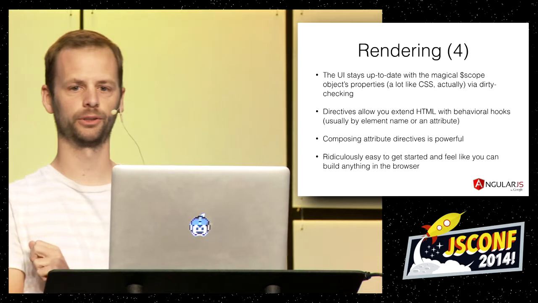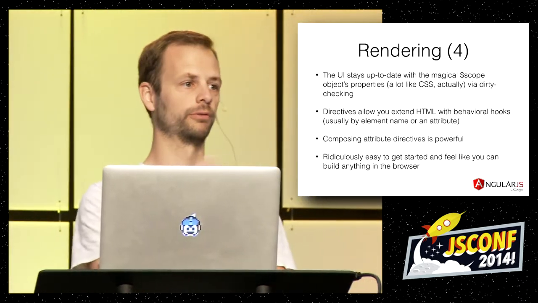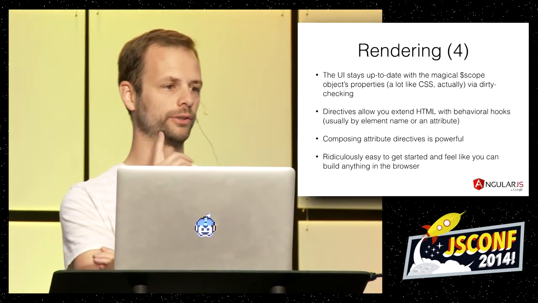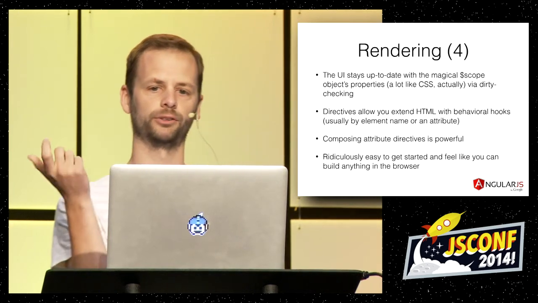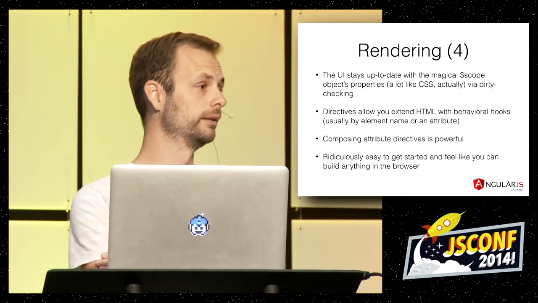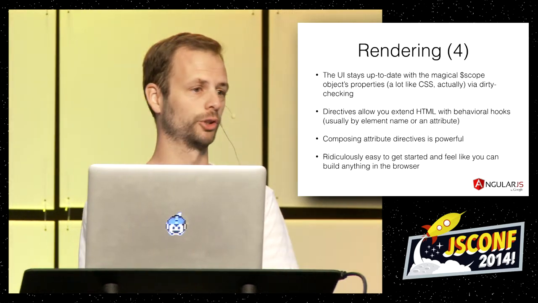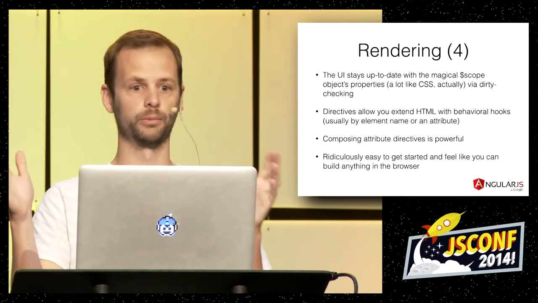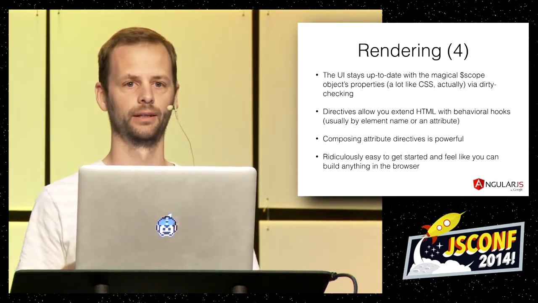So it's interesting that Misko says that it was designed for designers, because if you think about that scope object and you think about CSS, if you say color red, the color is red. And that's how scope works. You say scope.name is Ryan, and name is Ryan. Wherever I change that, it's just going to update.